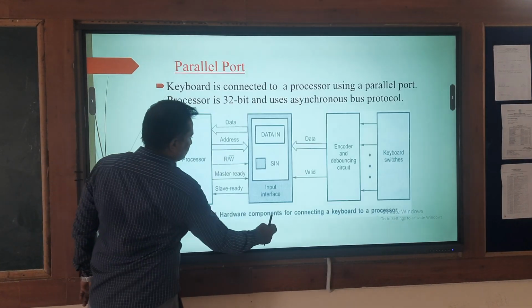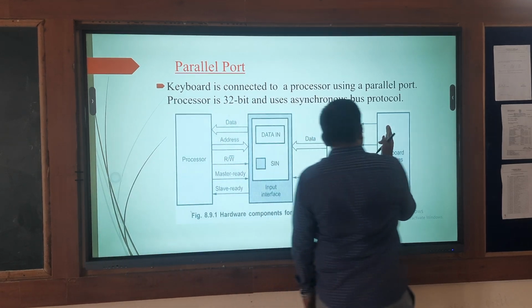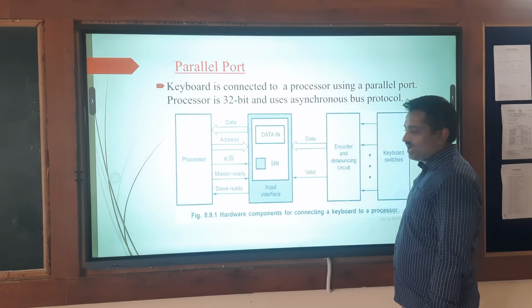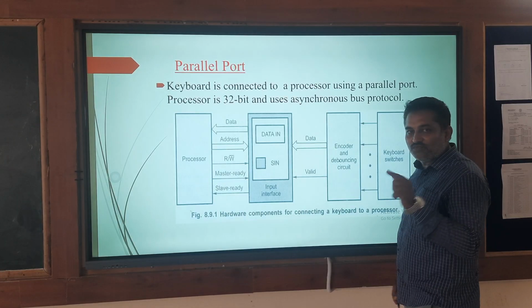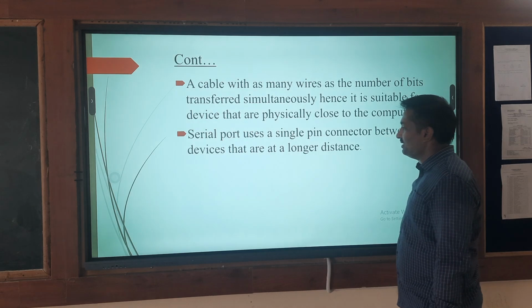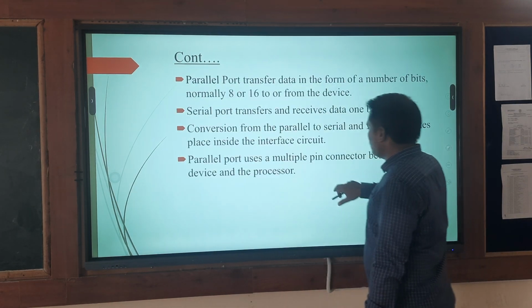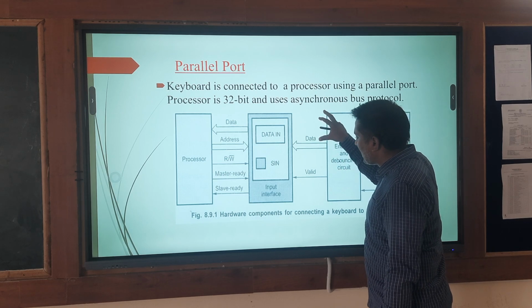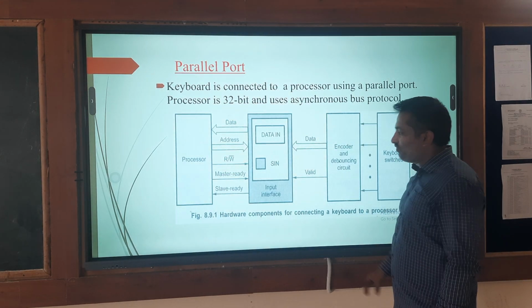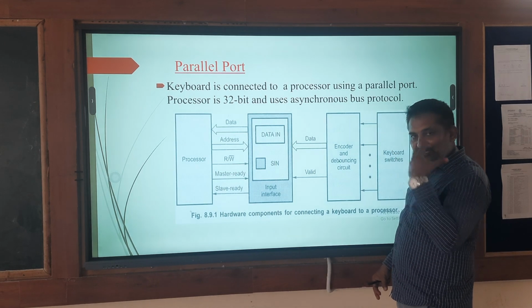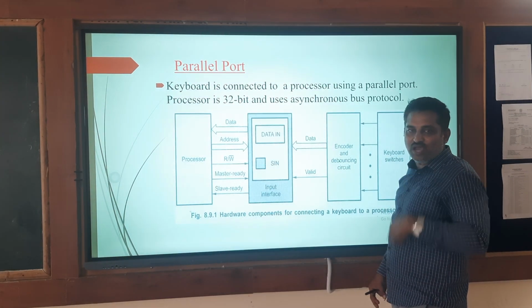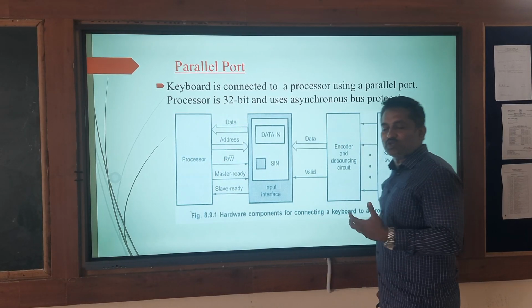Go to the previous slide. Here, what I told you: the data from the keyboard is placed on the data bus and informs the processor with the help of the valid signal. If the valid signal is equal to 1, then only the corresponding data present in the data bus is valid. So whenever the processor receives data from the interface circuit, it will verify all these signals, whether it is valid data or not. That is also verified by the processor.